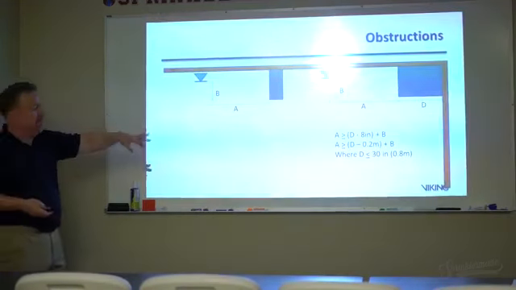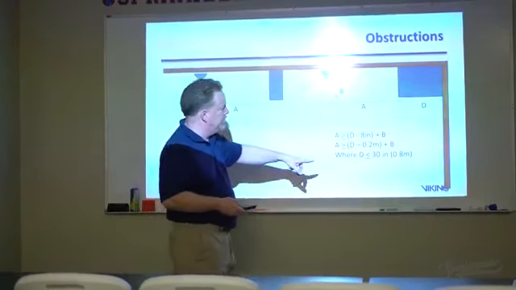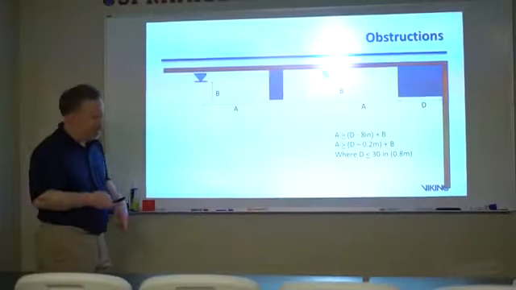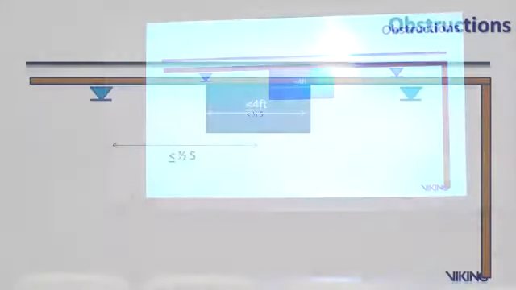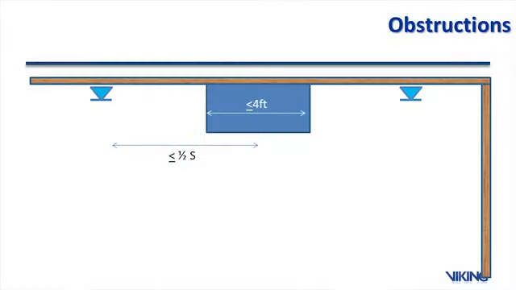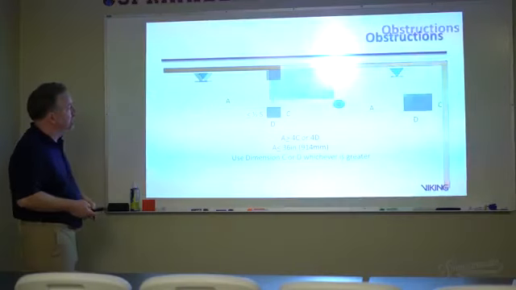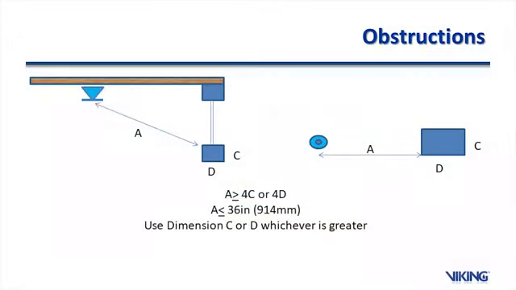So once again, everything is the same, although D is now less than 30 inches, where before it was less than 24. That goes up to 30 inches. Same thing applies here for the distance between the two: as long as it's less than 4 feet, you can measure it as half of S. Even if it's 20 by 20, you can do that. Big change here: instead of the 3 times rule, it's a 4 times rule, and up to 36 inches. Okay?